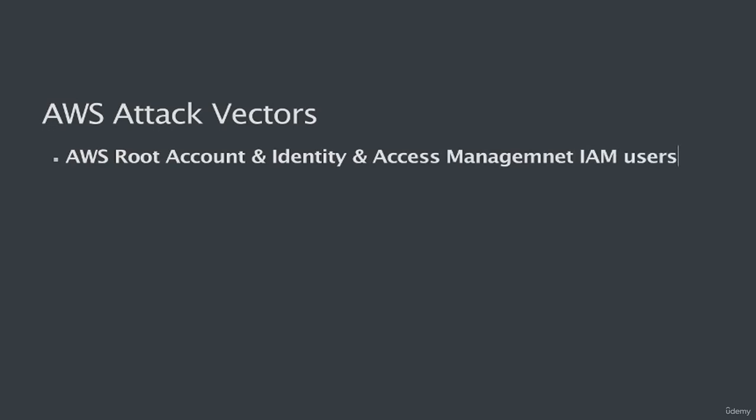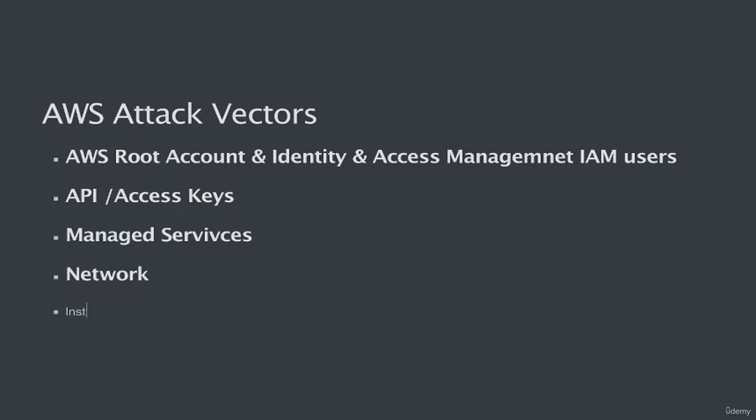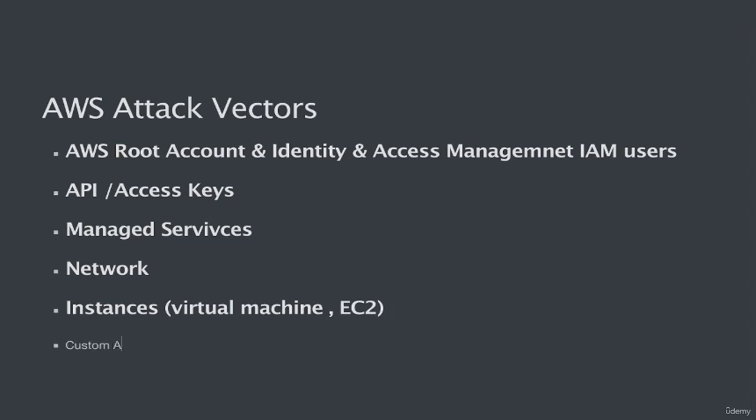Second, API access keys. Third, managed services. Network instances. Instances may be either virtual machines, EC2, or snapshots. Custom applications and third party software.